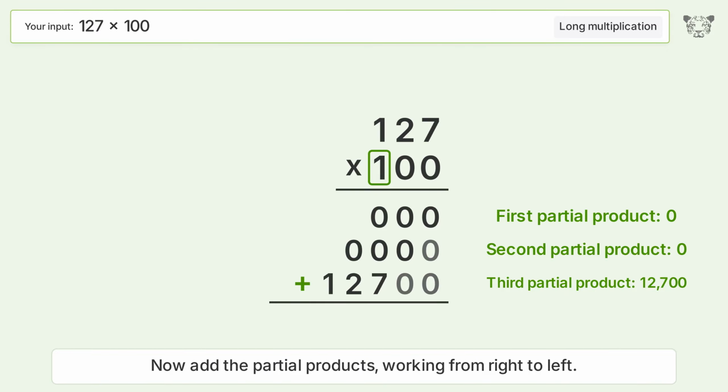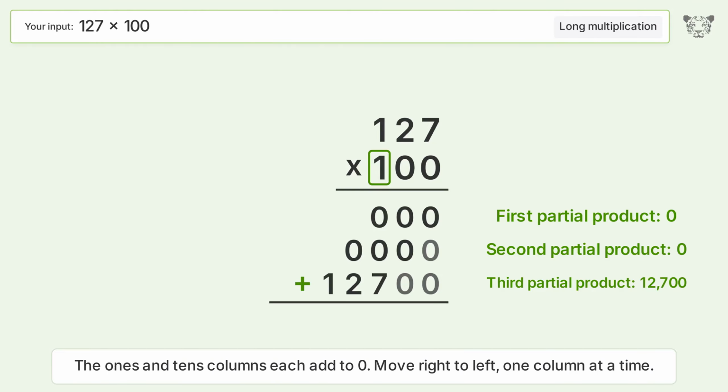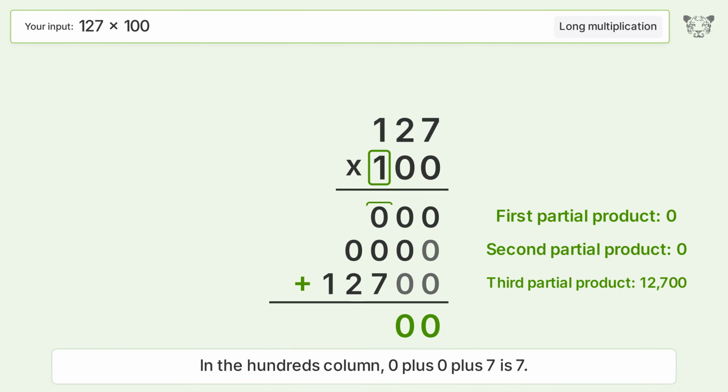Now add the partial products, working from right to left. The ones and tens columns each add to 0. Move right to left, one column at a time. In the hundreds column, 0 plus 0 plus 7 is 7. In the thousands column, 0 plus 2 is 2.